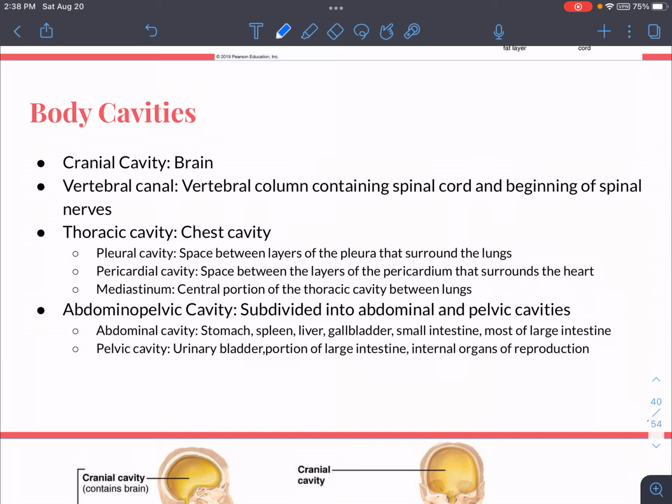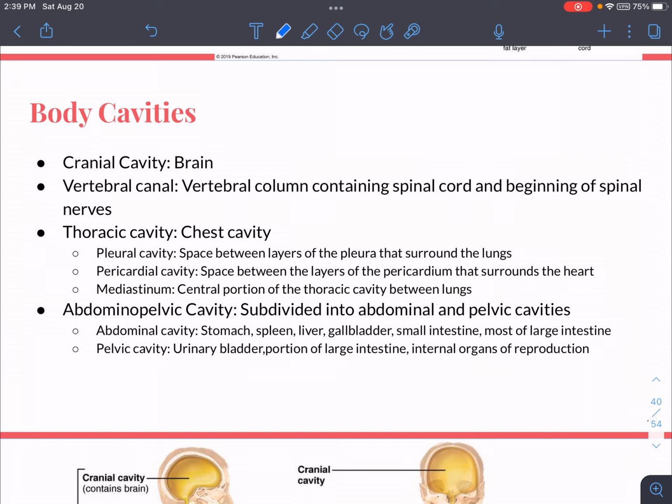That breaks down even further. We have a pleural cavity, which surrounds the lungs. It's a space around the lungs. We have a pericardial cavity, which is the space around the heart. And we have a mediastinum, which is that central portion of the thoracic cavity. We have an abdominal pelvic cavity, which can be split into an abdominal cavity and a pelvic cavity.